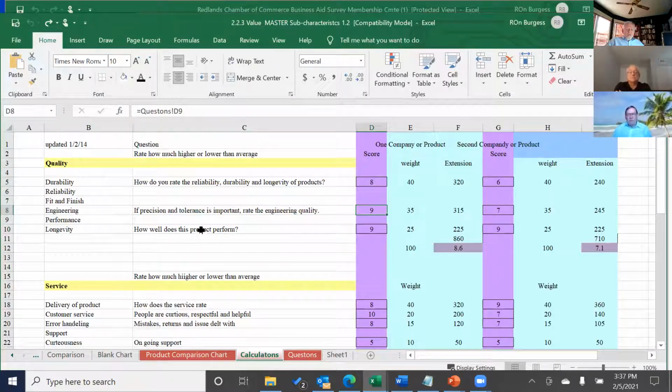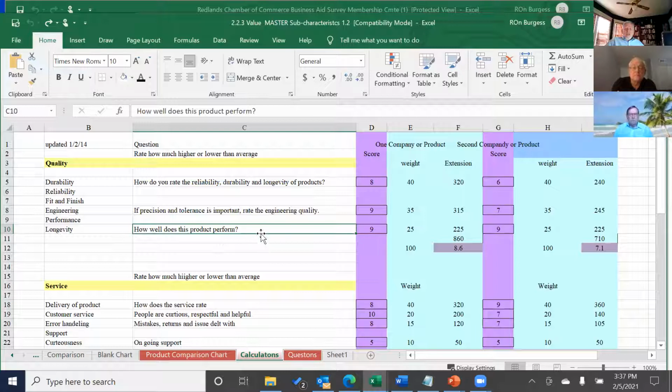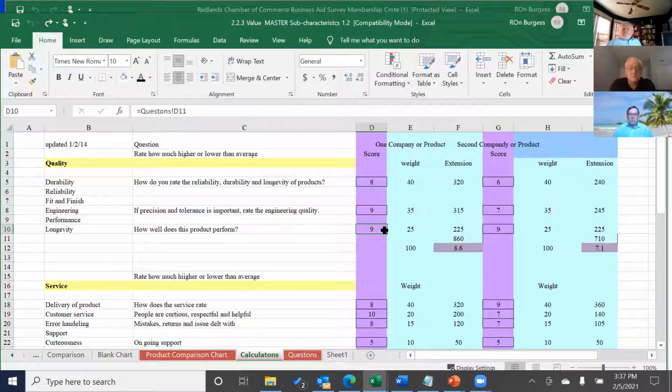And then we also added, in this case, longevity. How well does the product perform? How long does it last? And they rated it as a 9.